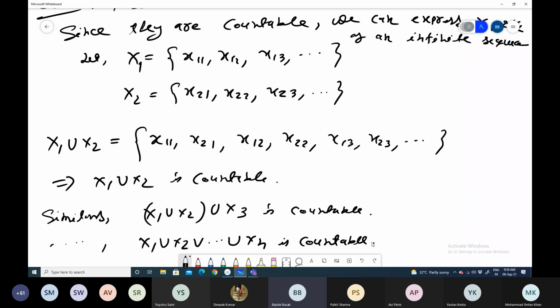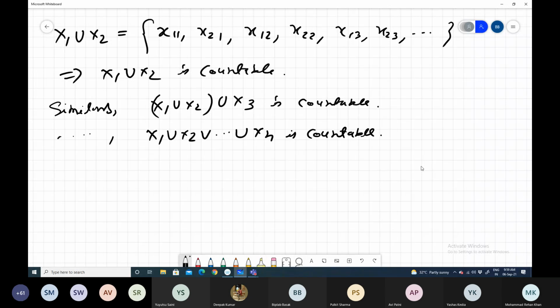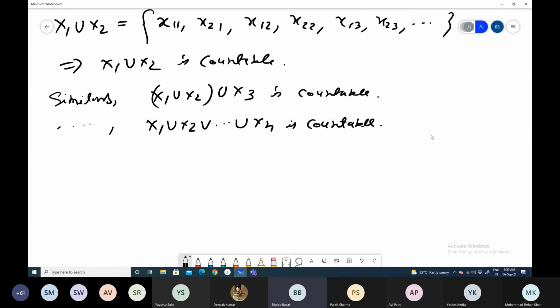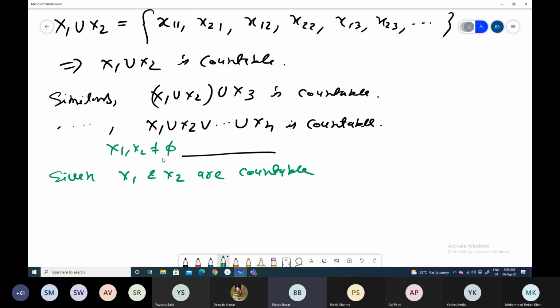So any confusion here? If you have any doubt, you can ask. Okay, so there is another way to prove this. There is an alternate proof for this one. For example, given x1 and x2 are countable, we assume that x1 and x2 are non-empty for this case only.